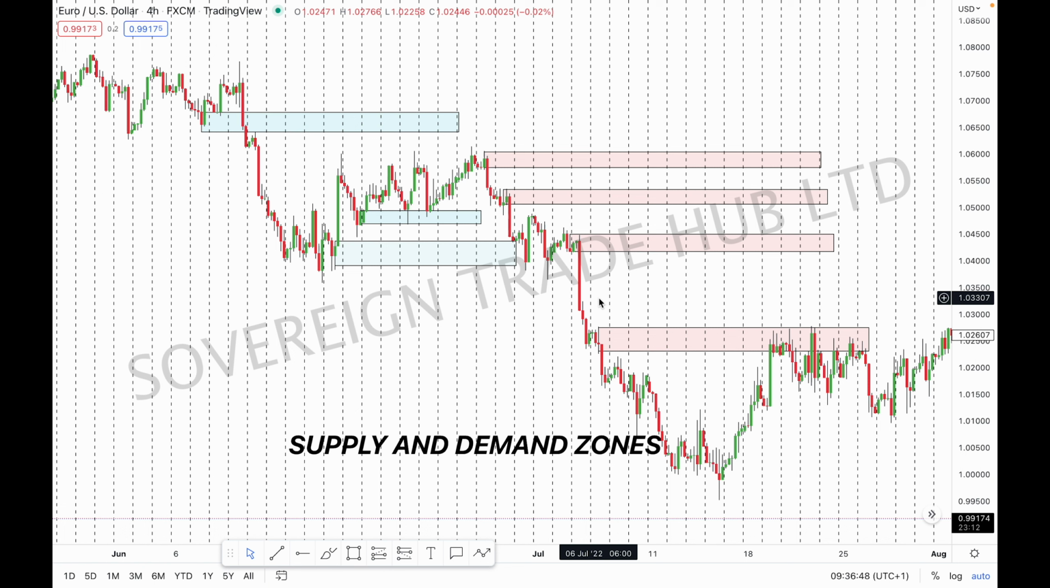Let me quickly start by telling us that supply and demand zones, or levels, are levels where price pushes away impulsively, and they must contain imbalance.